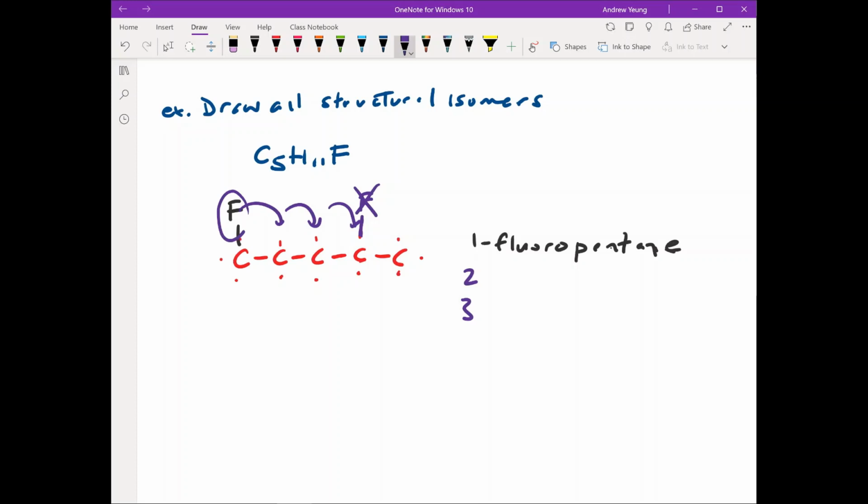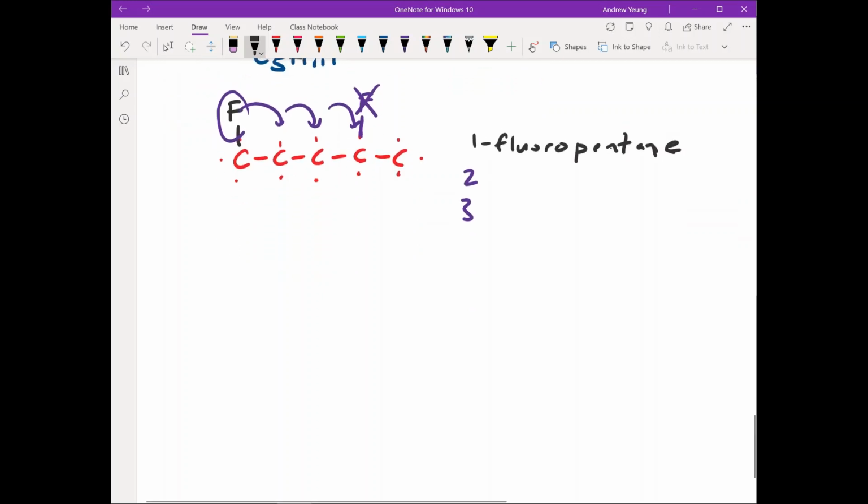So the only possibility of subbing on this fluorine here is on position 1, 2, or 3. I know they're not different by much, but hey, they have different IUPAC names, so they're going to be different structural isomers. Then again, systematically, what we can do is slowly shorten the parent chain. It's not going to be 5 carbons in a chain anymore. Let's do maybe just 4 carbons in a chain.